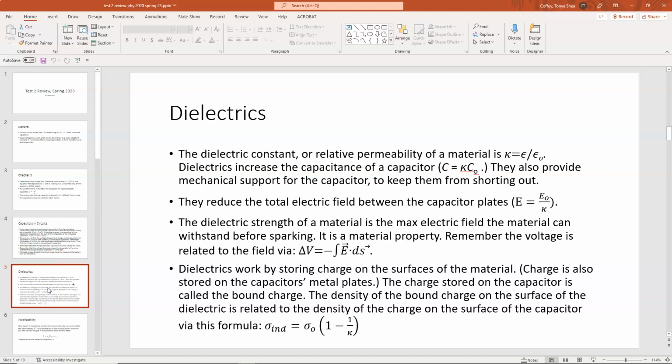It's a material property. So basically, if you ramp up the voltage too high, you'll get a spark in between your capacitor plates and your capacitor will discharge. And that's what we mean when we say breakdown.